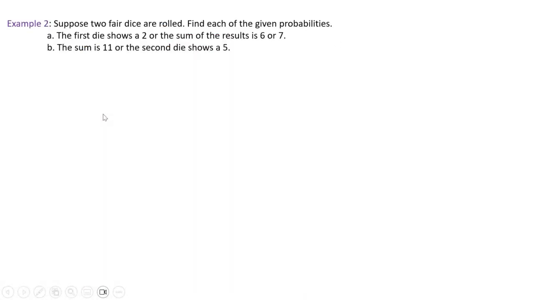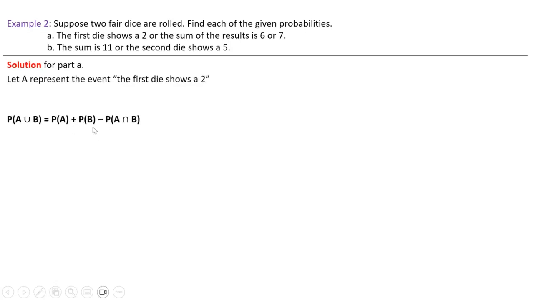Okay, now, example 2. Suppose two fair dice are rolled. Find each of the given probabilities. The first die shows a 2, or the sum of the result is 6 or 7.